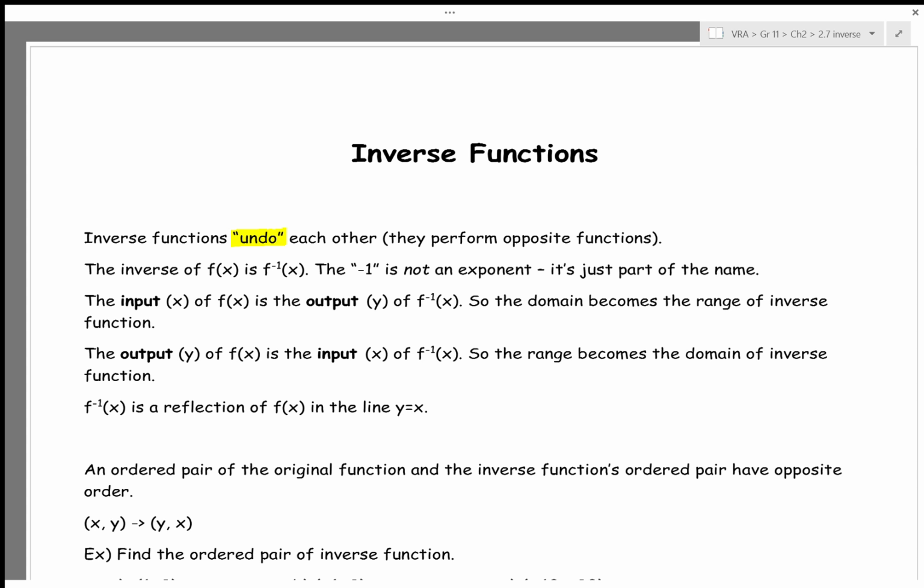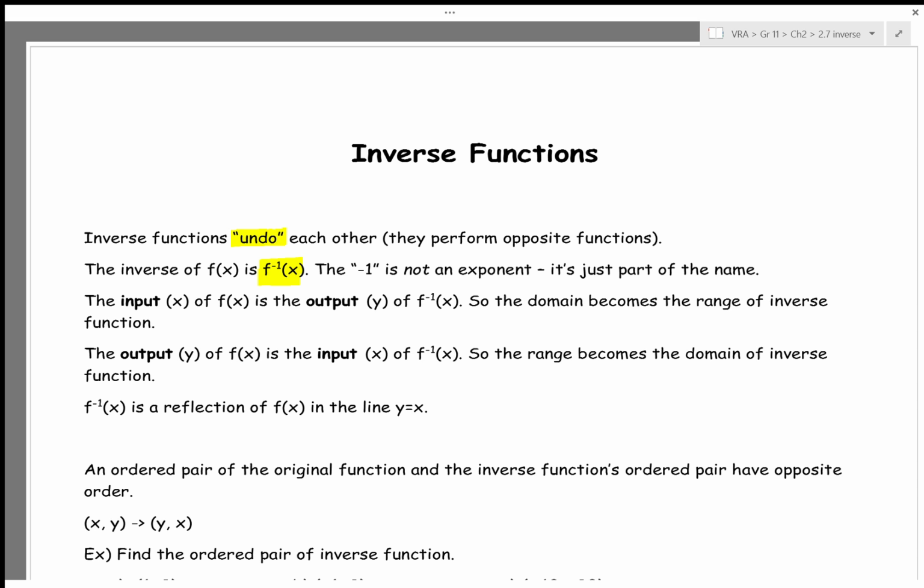Now the inverse of f of x is called f inverse, but in terms of the math notation, you have f negative 1. Now this negative 1 is not an exponent, it's just a way of saying it's the inverse function. Okay, just be really careful with it. It's not the exponent of negative 1.